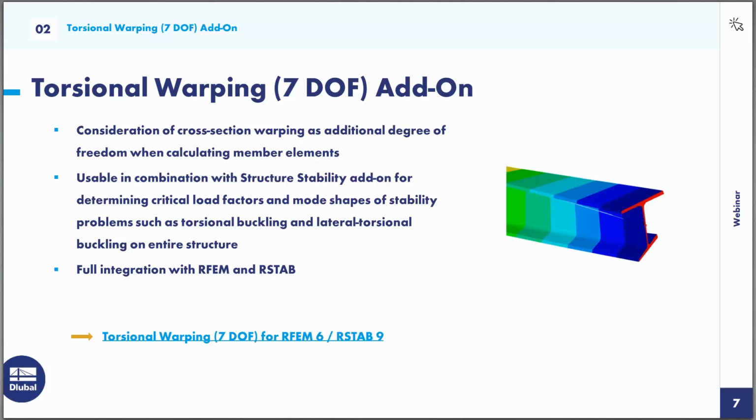So in general, we can use this add-on to consider the cross-section warping as an additional degree of freedom in the calculation of our member elements. We can use it also in combination with the Structure Stability add-on, so that we also can determine critical load factors and mode shapes for the stability mode shapes like torsional buckling or lateral torsional buckling. The whole add-on is fully integrated in the programs RFEM and RSTAB.